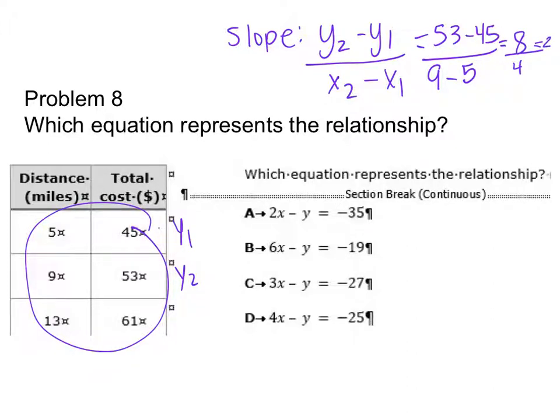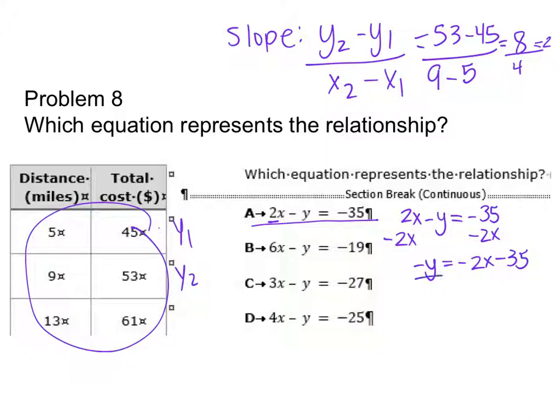Now, the only one with a 2 is A, but let's just double check our work. So we need to solve it for y. So I have 2x minus y is equal to negative 35. To solve for y, I'm going to subtract 2x on both sides. So now I have negative y is equal to negative 2x minus 35. And dividing by negative 1, I get y is equal to 2x plus 35. Yep, same slope, so A is my answer.